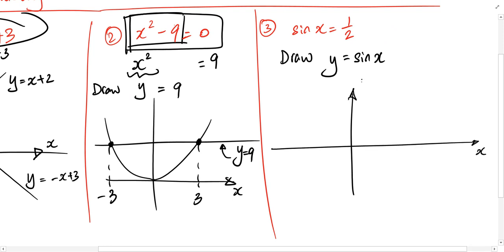So x and y, what is the period? 360. So one cycle in 360, right? So our sine x looks like this. This is 360 degrees. What is the amplitude? 1. So this side must be negative 1. Is this a complete sine graph?